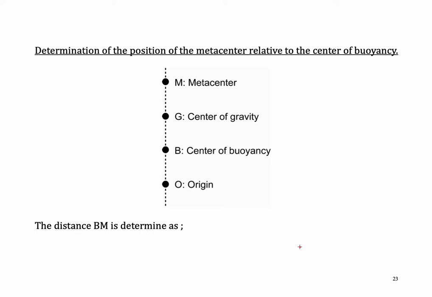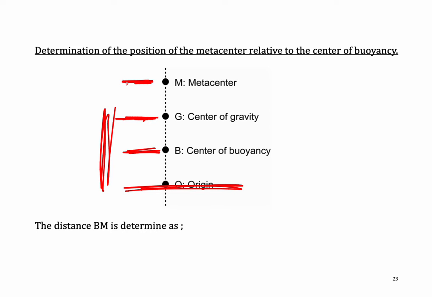So this is the basic idea to determine the position of the metacenter relative to the center of buoyancy. We need to plot an axis on the object based on these 4 items. First we determine the origin of our axis, then the center of buoyancy, then the center of gravity, and then the location of the metacenter. If the metacenter is above the center of gravity, the position is stable.